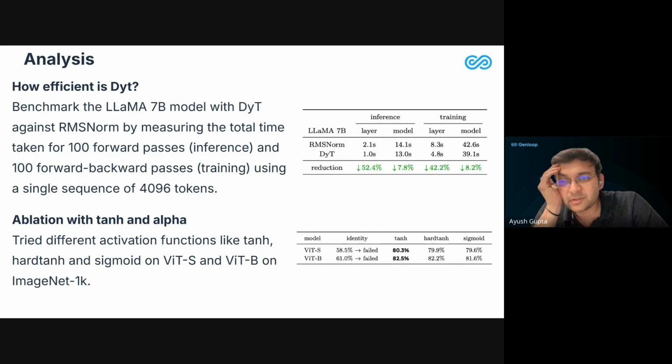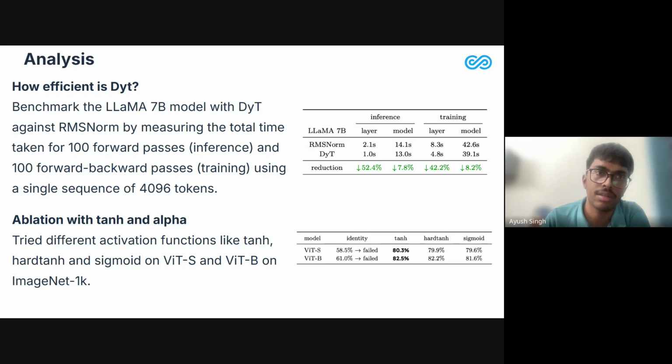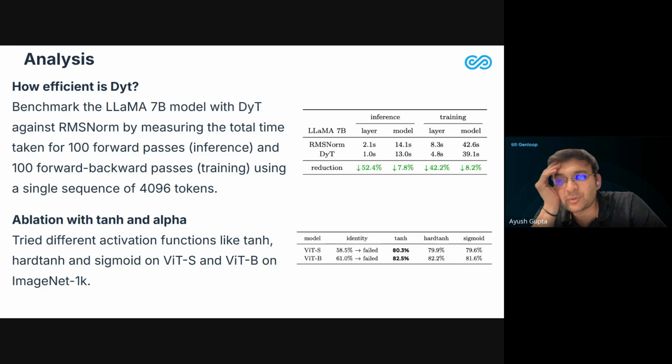Yeah, that could be. But for Llama 7B, how many layer norms will be there? It would be around 65, right, 60 to 70 layer norms. So if one layer is taking 2 seconds, it would take 120 seconds or 2 minutes. That doesn't make sense. And besides layer norm, there's also multiplication of attention and all that.